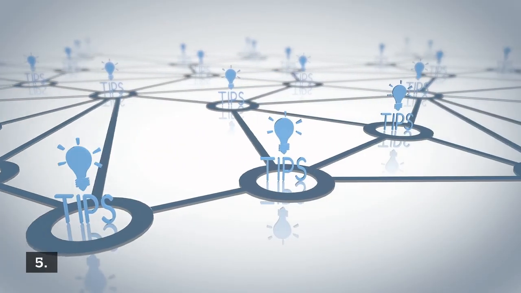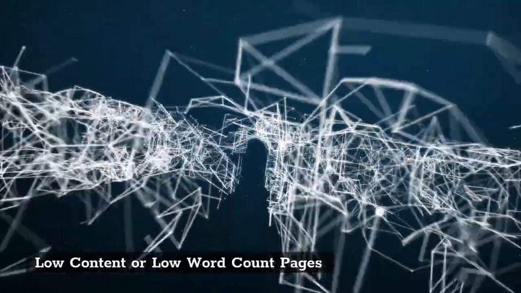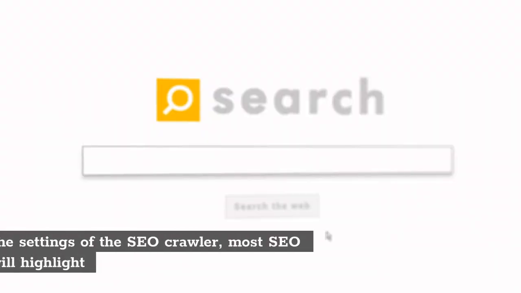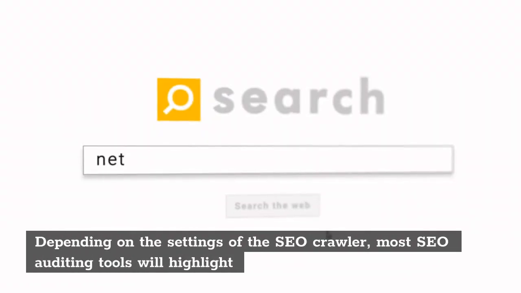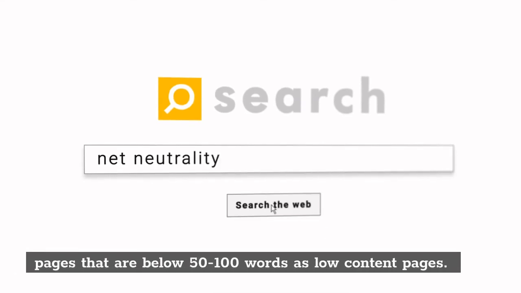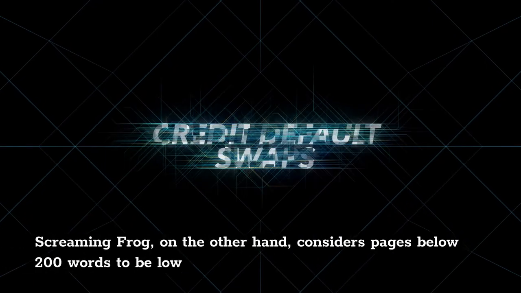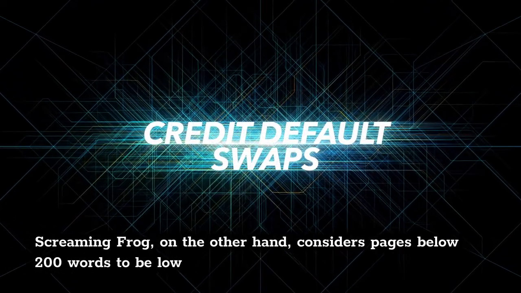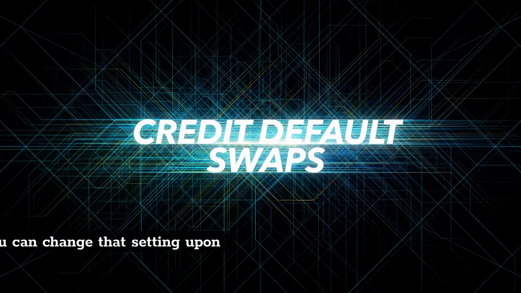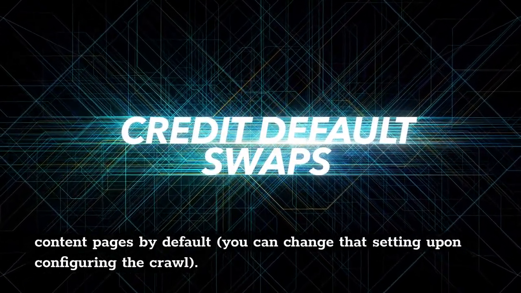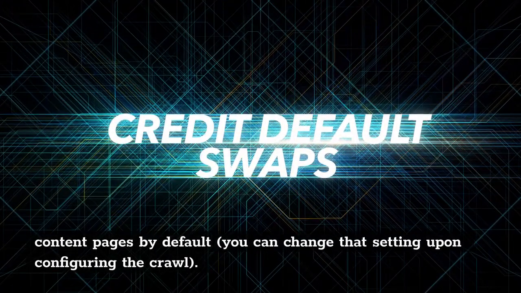5. Low content or low word count pages. Depending on the settings of the SEO crawler, most SEO auditing tools will highlight pages that are below 50 to 100 words as low content pages. Screaming Frog, on the other hand, considers pages below 200 words to be low content pages by default. You can change that setting upon configuring the crawl.